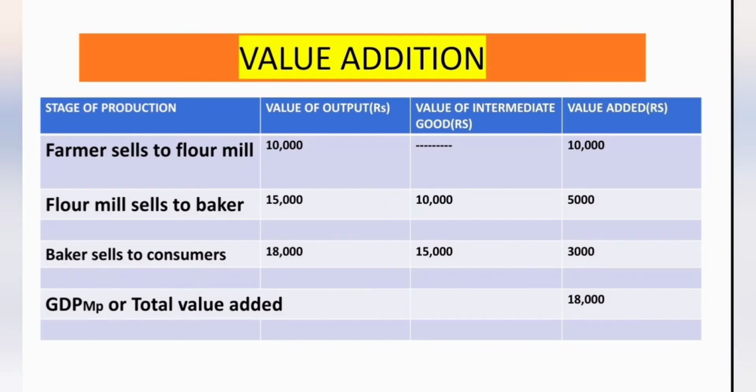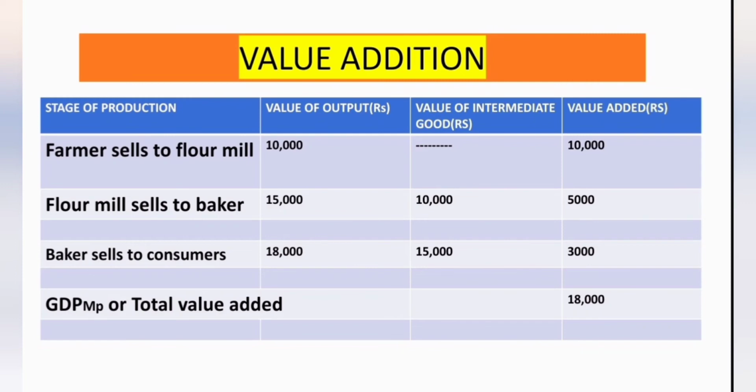In the given example, you can see the different stages of value added. The farmer sells to the flour mill for 10,000 rupees. That is the value of output, price into quantity. Value of intermediate consumption is taken as 0. So value added is 10,000, value of output minus intermediate consumption.